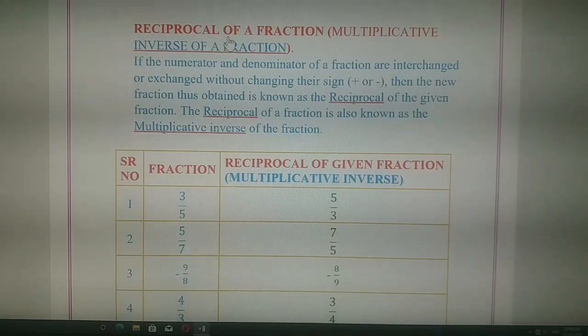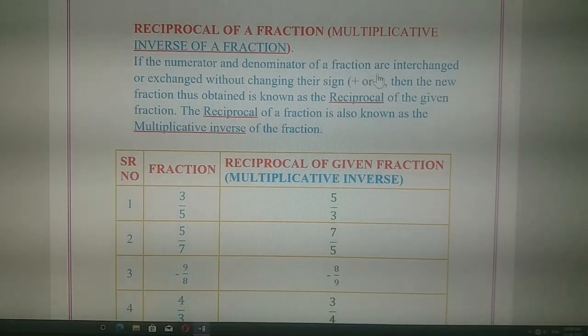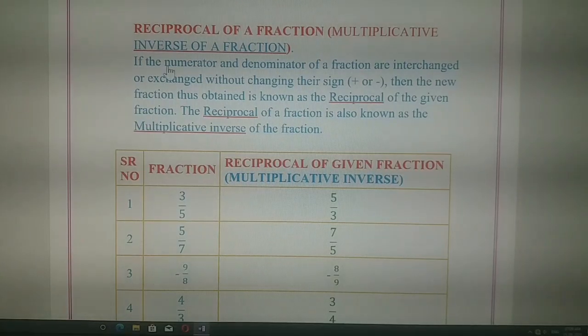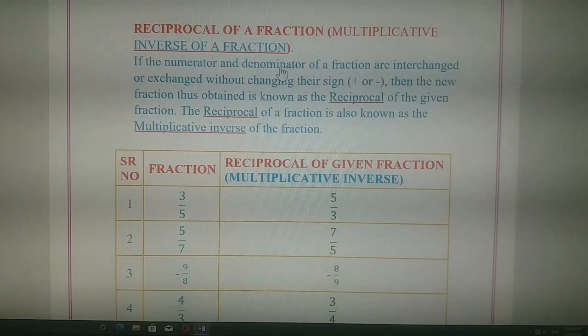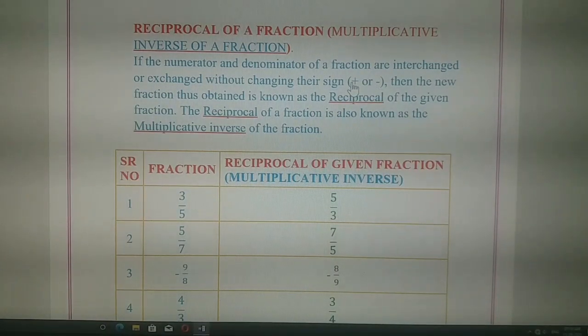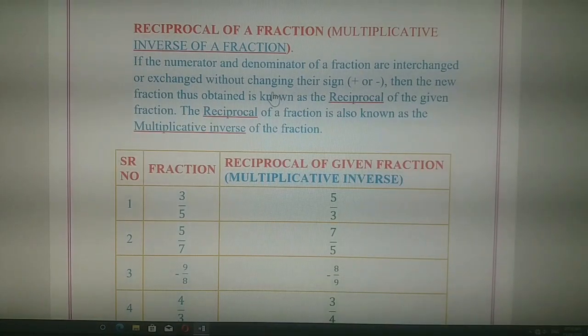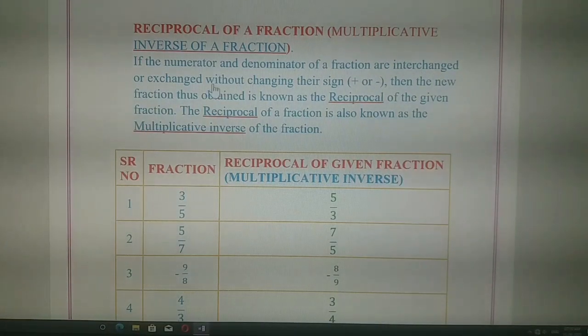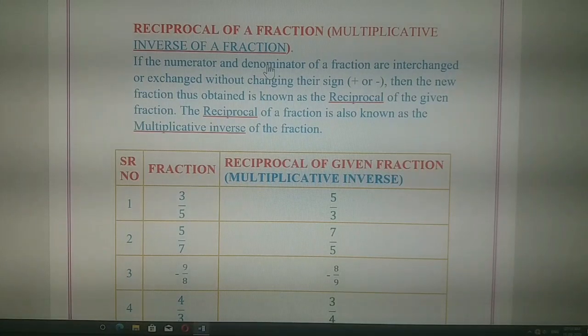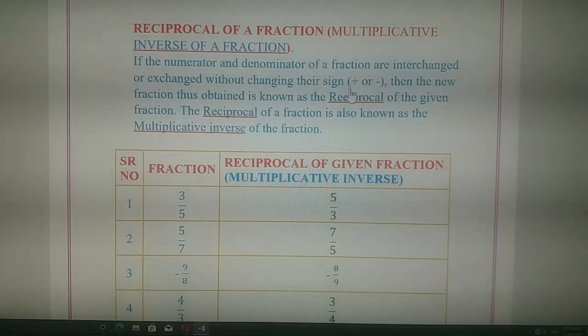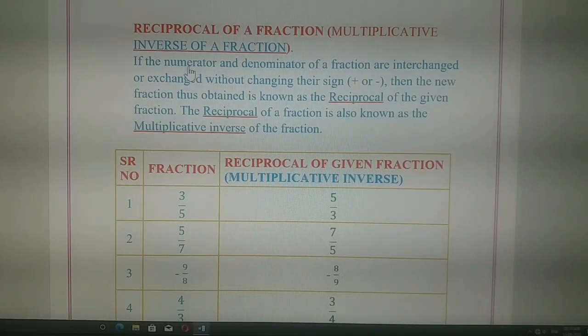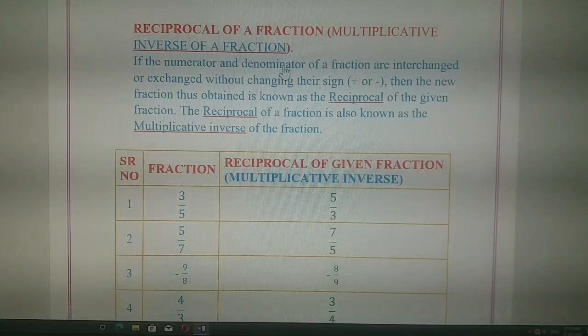Now to find the reciprocal of a fraction, we have to just interchange the numerator and denominator, or just exchange the numerator and denominator, and we get the reciprocal. We don't have to change the sign. If it is a positive fraction, the reciprocal will also have the same sign, and if it's a negative fraction, the reciprocal will also have the same sign. So while interchanging the numerator denominator of a fraction to find out the reciprocal, we do not change the sign. Thus, to find the reciprocal of a fraction, we just have to interchange or exchange the numerator and denominator.